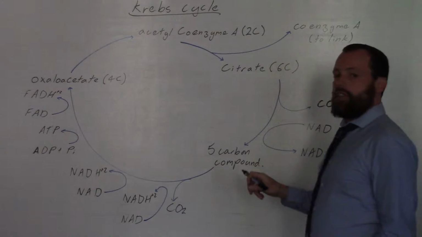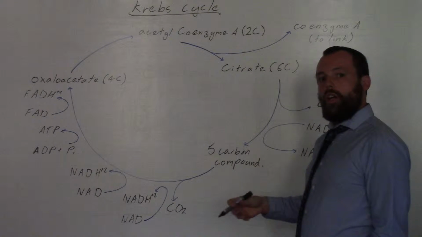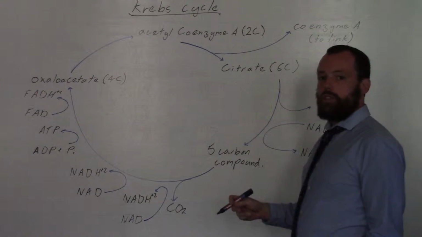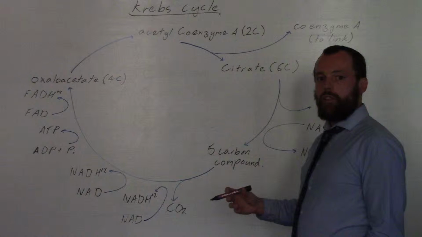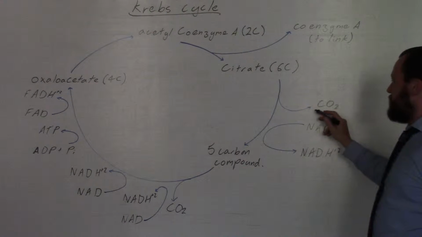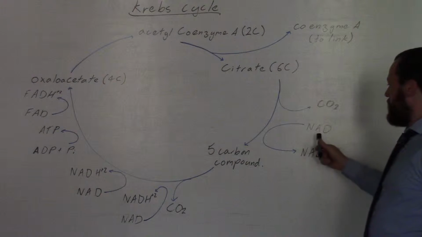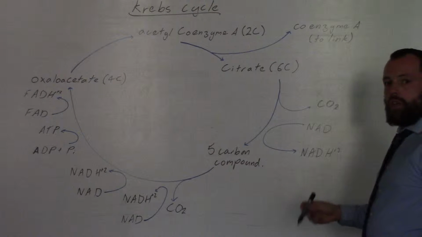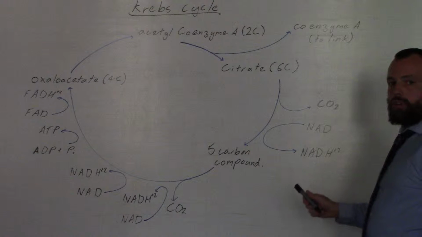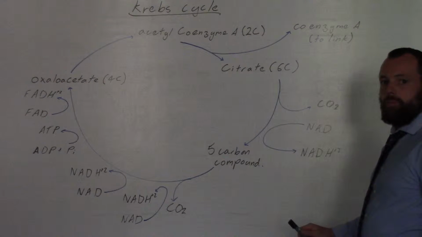As it turns into this 6-carbon molecule, the coenzyme A leaves the molecule, goes back to the link reaction, where it's recycled to produce another molecule of acetyl coenzyme A. We see that this 6-carbon molecule loses a carbon dioxide, that is decarboxylation. We also see then NAD becomes reduced, turning into NADH. Because we've lost this carbon dioxide, we move from a 6-carbon molecule to a 5-carbon molecule.